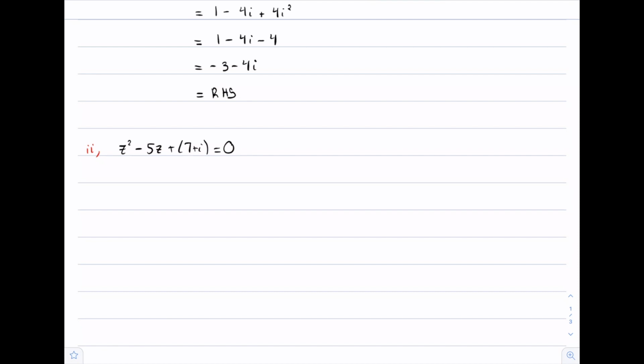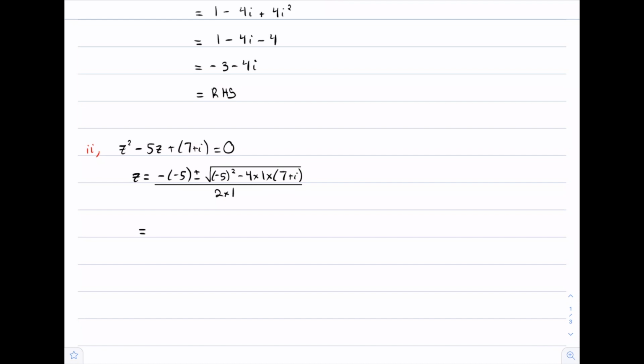Okay, so z is equal to minus b, which is minus negative 5, plus or minus the square root of b squared, so negative 5 squared, minus 4 times a, which is 1, times c, which is 7 plus i. So it's the square root of all of this. And we divide that by 2a, so 2 times 1.